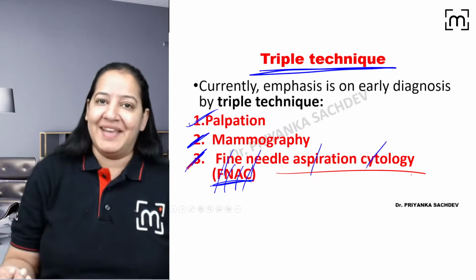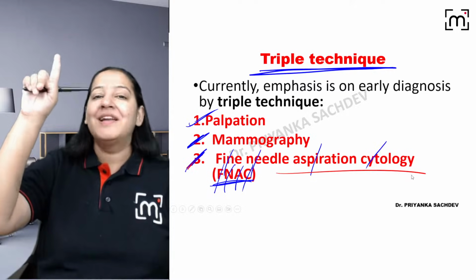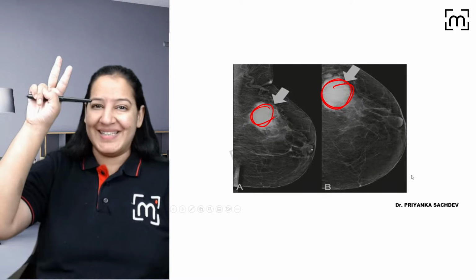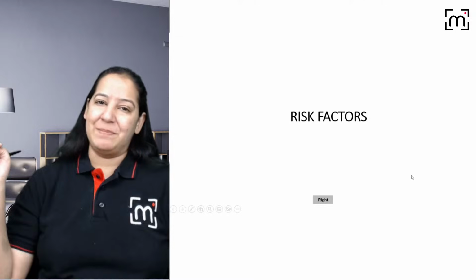So this is the triple technique. Can you tell me what the triple technique is? Number 1, breast self palpation, you can see. Number 2, mammography, you can see. And number 3, FNAC, you can see. Give me a thumbs up. This is known as the triple technique.